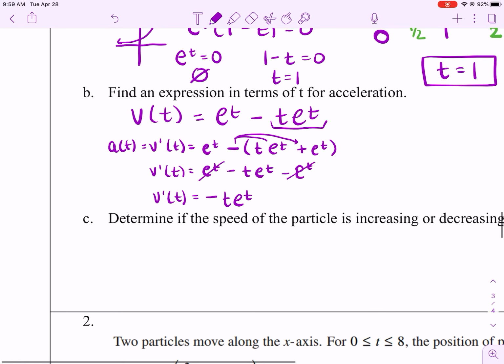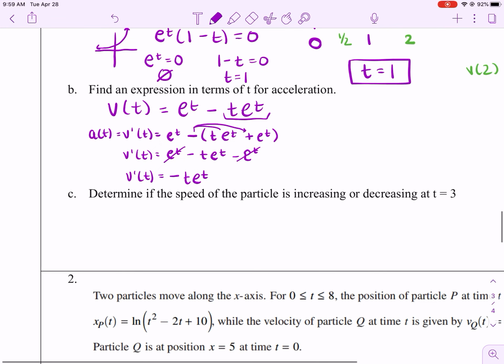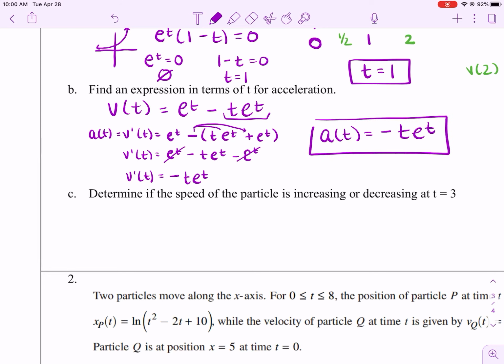Okay, that is an expression for our acceleration. So acceleration, a of t, is equal to negative t e to the t. Okay, that is your answer for part B.